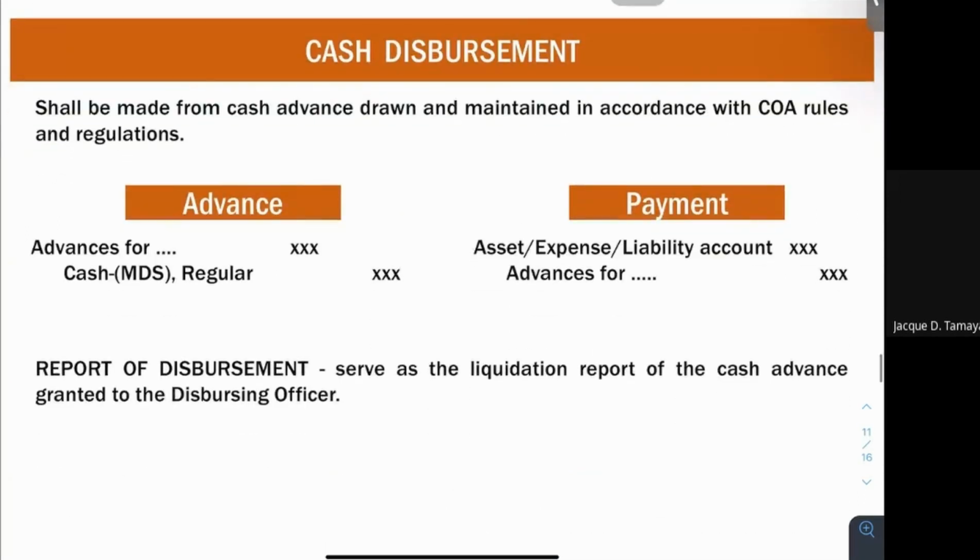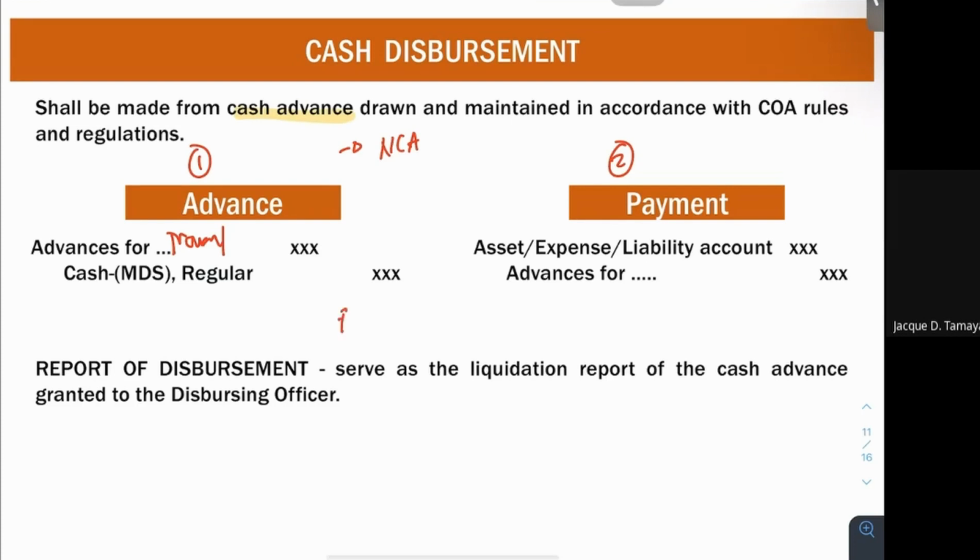How about your cash disbursement? So cash disbursement shall be made through a cash advance or a petty cash fund. Let's start first with a cash advance. Therefore, there are two processes that you will undergo in a cash disbursement. First, you create an advance account, and second, you record the payment. So first, you debit advances for whichever particular cash advance that is. So let's say advances for travel. And then you credit cash MDS. So therefore, your cash disbursement normally comes from your NCA.